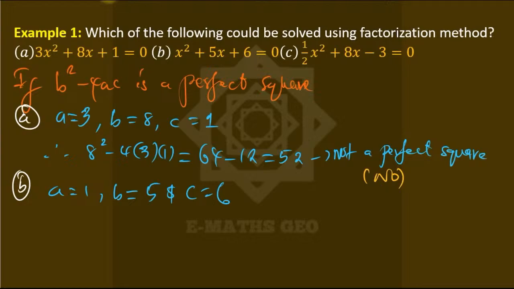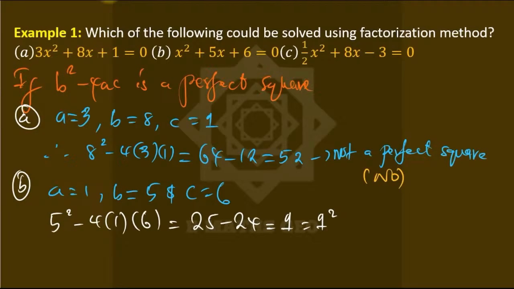So let's check. B squared is 5 squared minus 4 times 1 times 6. So what do you observe? This is 25 minus 24, and it's 1. 1 is a perfect square because you can write it as the square of a number. It has a rational square root. So yes. So it will be solved by factorization method.